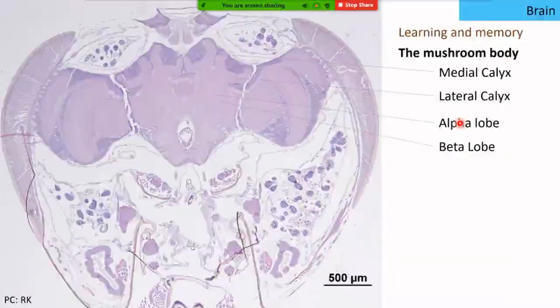So that's the eyes. Another big part of the organs that are found in the head are, of course, the brain. And in the honeybee brain, the mushroom body is probably the part that has been studied the most, as it is responsible for learning and memory.